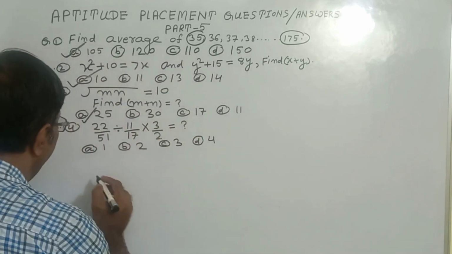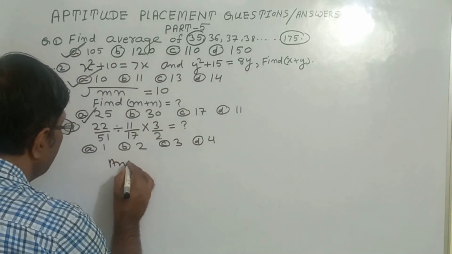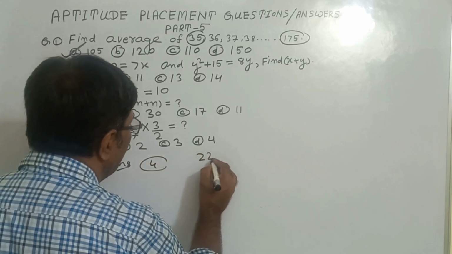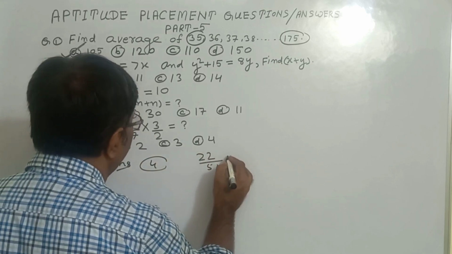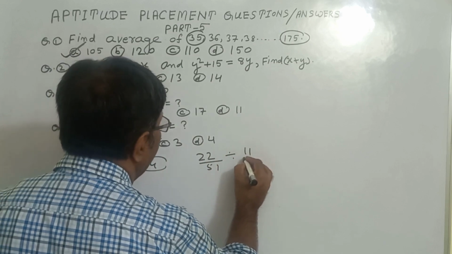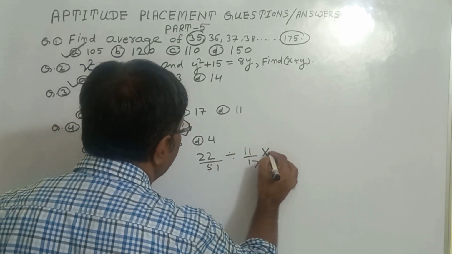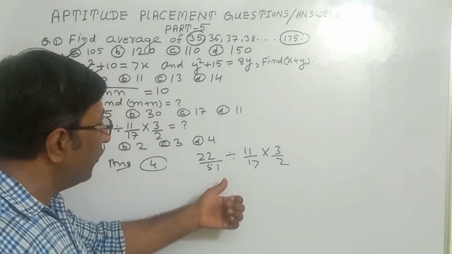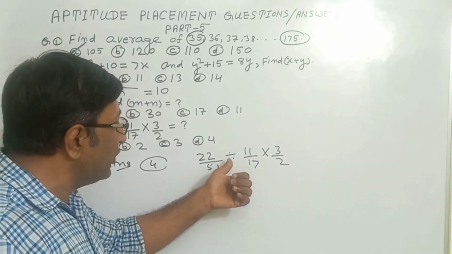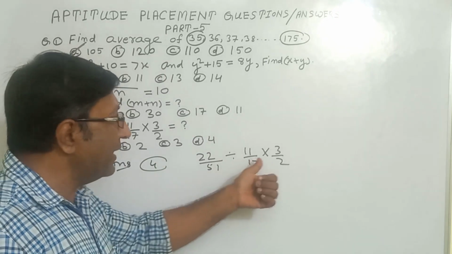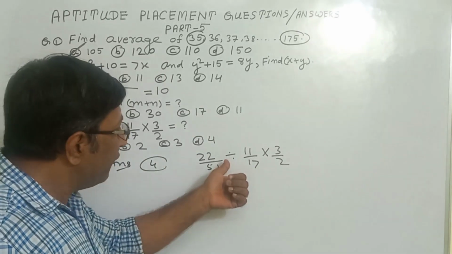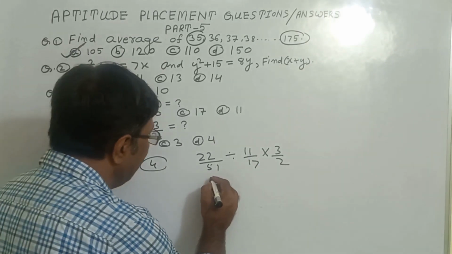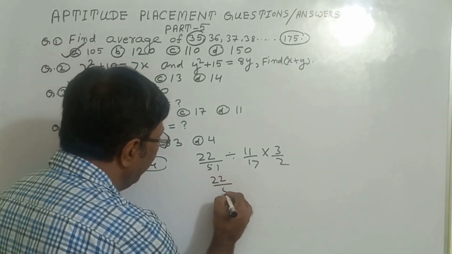Let us see the fourth question. So what is the fourth question? The fourth question is simple: 22 upon 51 divided by 11 upon 17 multiplied by 3 by 2. This is the question. You know in BODMAS here there are only two signs, divide and multiply. We know first we have to work on the divide.